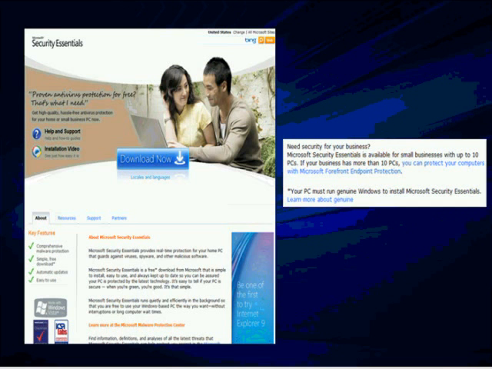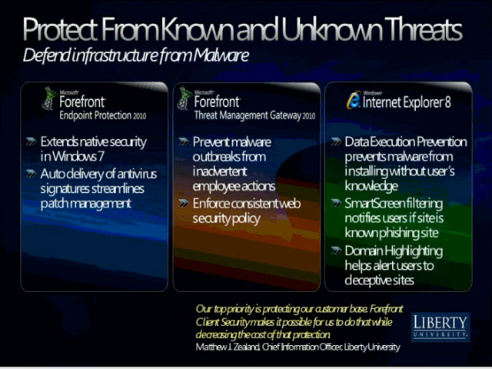Great. I hope that video gave you an idea of some of the features and the benefits of having a BitLocker capability in your organization. I would like to move on now to speak a little bit about the other aspect of risk exposure in an organization, which has to do with protecting your computers and your data from known and unknown threats. Essentially this boils down to defending your infrastructure from malware.